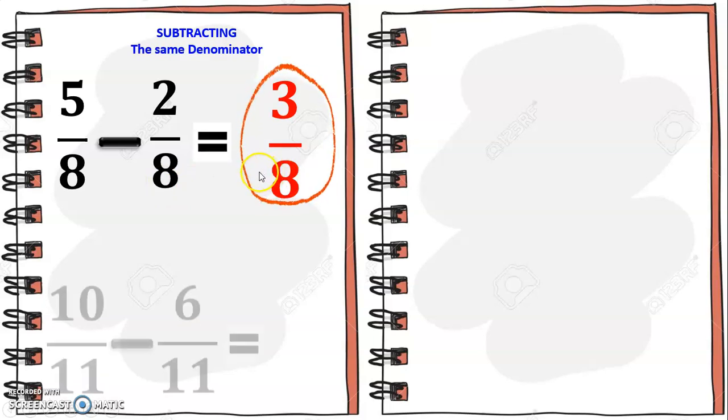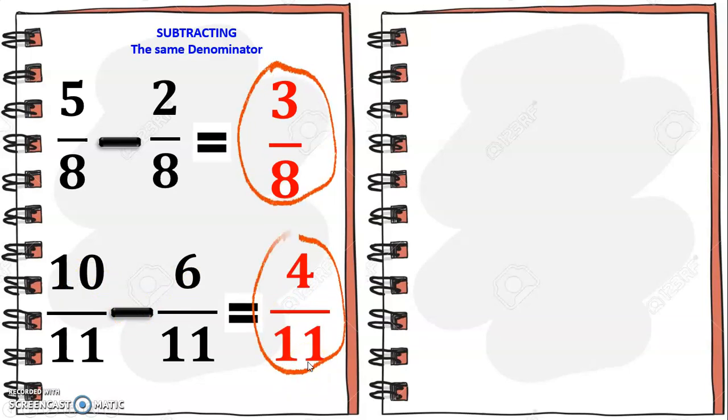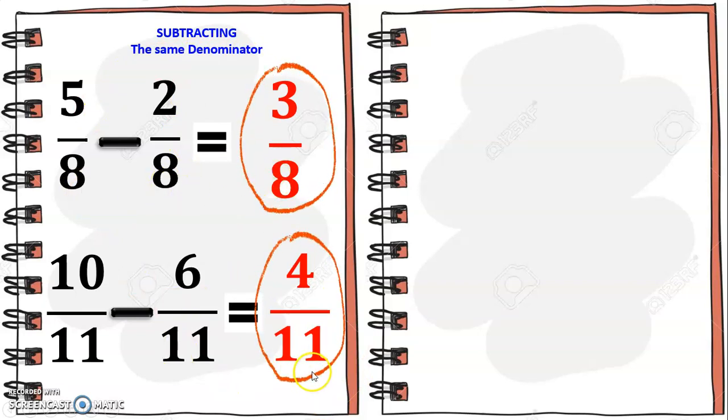Next example, we have 10 over 11 minus 6 over 11. We have to keep the denominator the same, which is 11. Therefore, 10 minus 6 is equal to 4. Very good. So the final answer is 4 over 11. This is how you subtract fractions with the same denominator. Just keep the denominator the same.